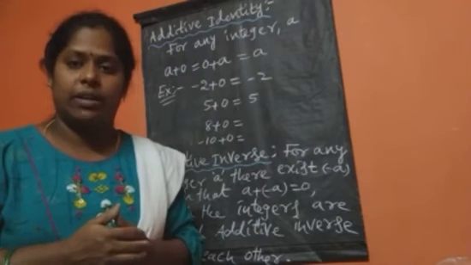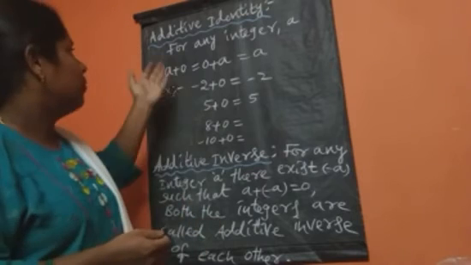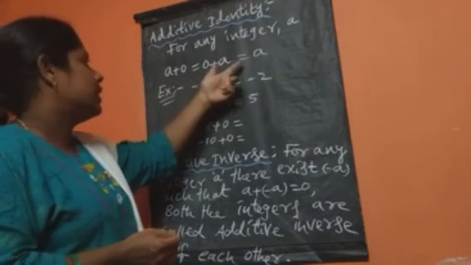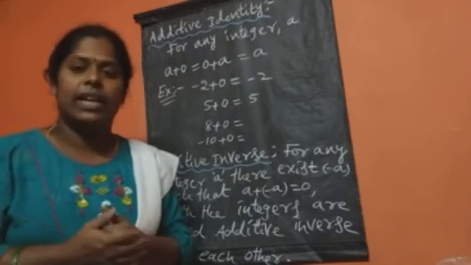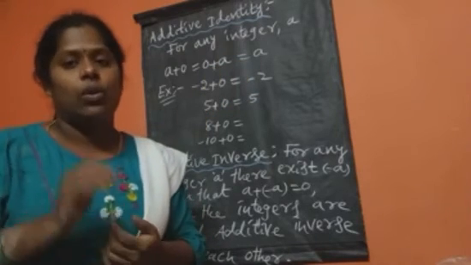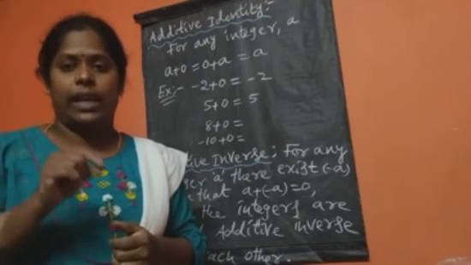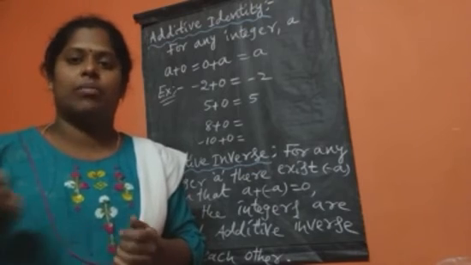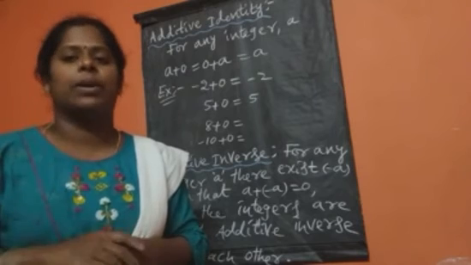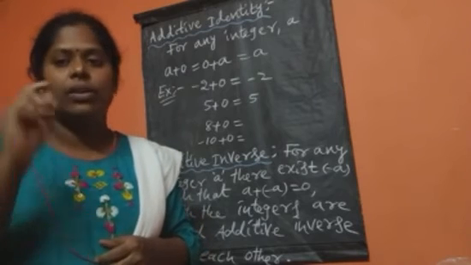So what does additive identity mean, we will see that. For any integer a, a plus 0 is equal to 0 plus a is equal to a. So for any integer, to get a again, we have to add 0 only. So we can say that 0 is the additive identity of any number.